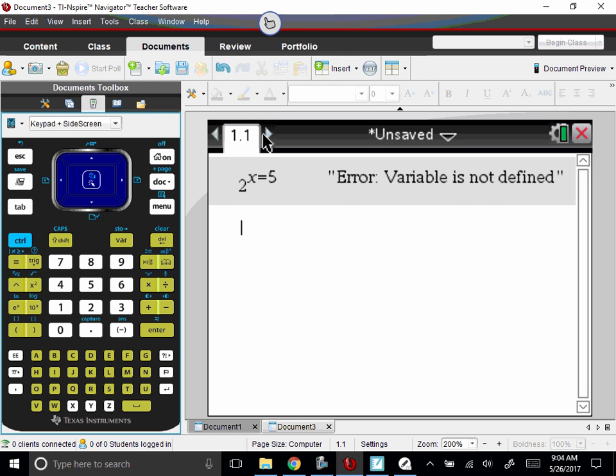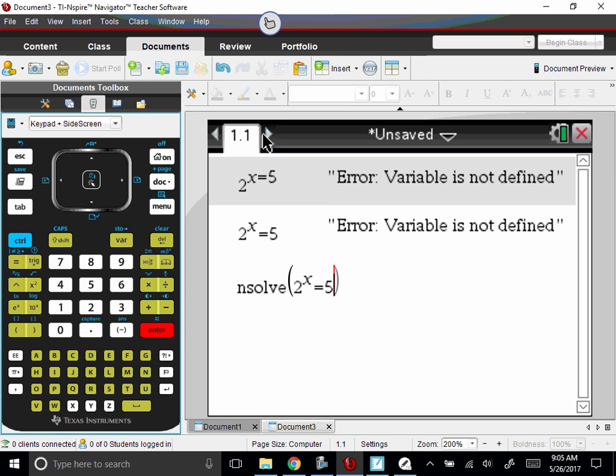Okay, so let's try that. Let's put the equals 5 on the side. Here we go. Oh, I got to put nSolve. I've got to nSolve that. And I need a comma x. Well, why didn't you tell me? Oh, now do you see how many times it took me to get that right?